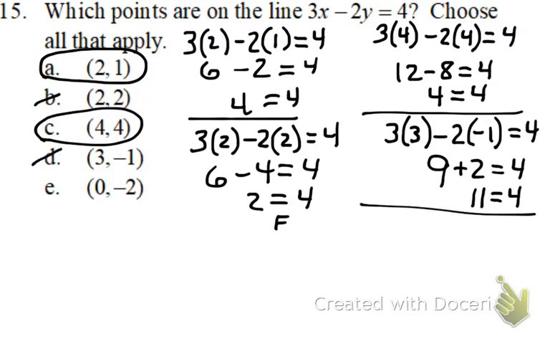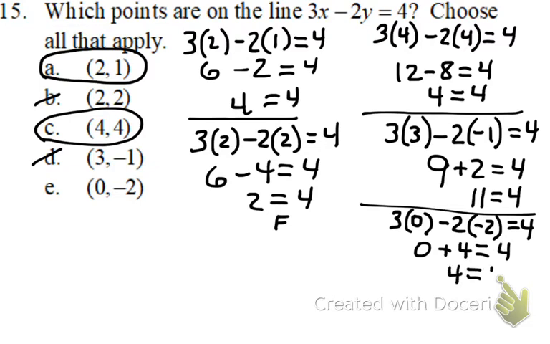If you try 0, negative 2, 3 times 0 is 0. Negative 2 times negative 2 is positive 4. 0 plus 4 does equal 4, so it checks. So it is a solution. So you should have A, C, and E.